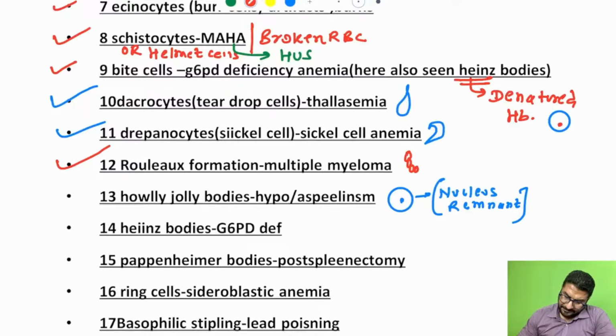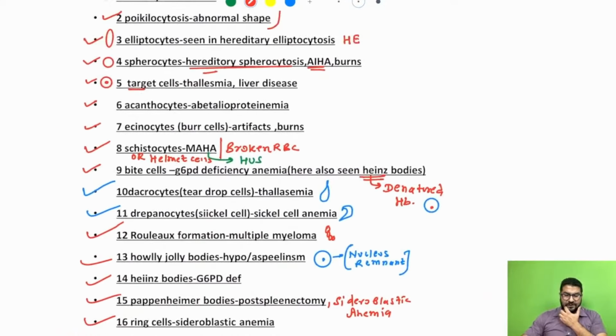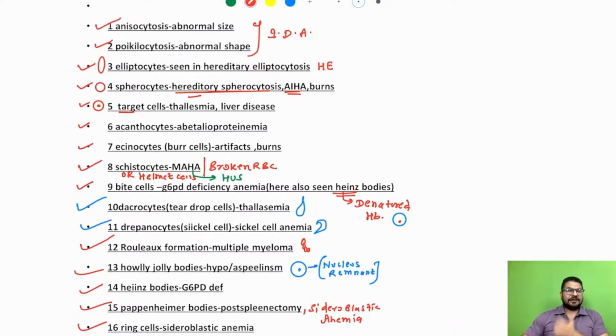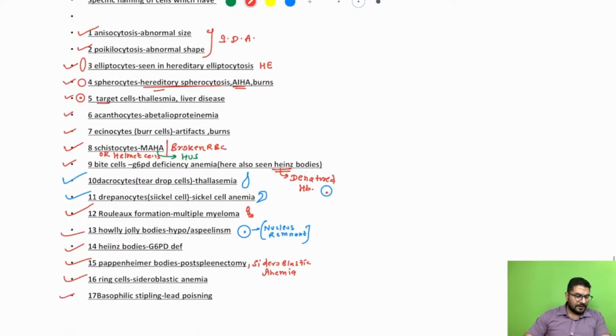Heinz bodies we already studied above, which is in G6PD deficiency. Pappenheimer bodies also, I told you, are seen post splenectomy, and this is also seen in sideroblastic anemia. Ring cells you will see in sideroblastic anemia, basophilic stippling you will see in lead poisoning. So these are all the peripheral smear findings in one slide. Very very important. Look carefully. These are all the peripheral smear findings which they can ask you in exam.